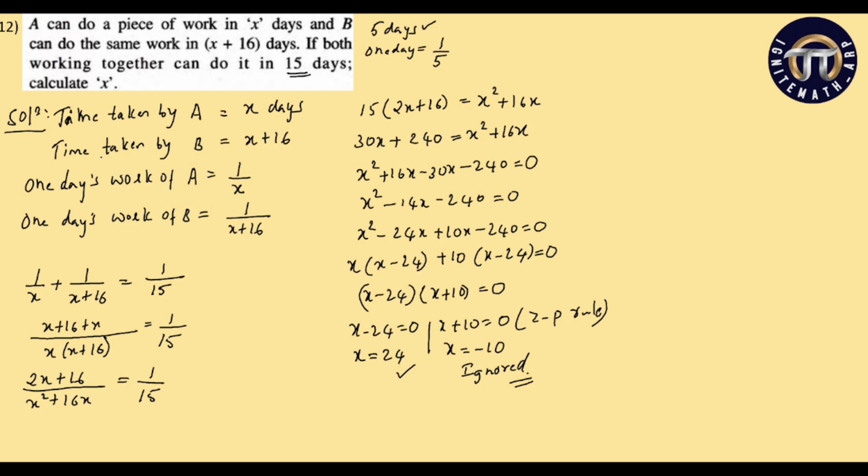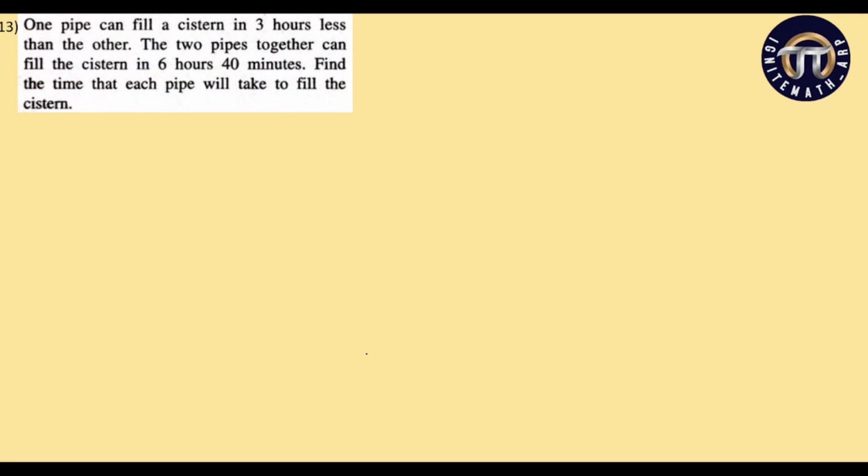Clear? Calculate the value of x. You are just finding out the value of x over here. So that is 24. What have you taken x? Time taken by A to complete the work, doing the work alone, is 24 days. Then B will be taking 24 plus 16, that is 40 days to complete the same piece of work, working alone. Clear, children? Now let's move to the next question, that is question number 13.